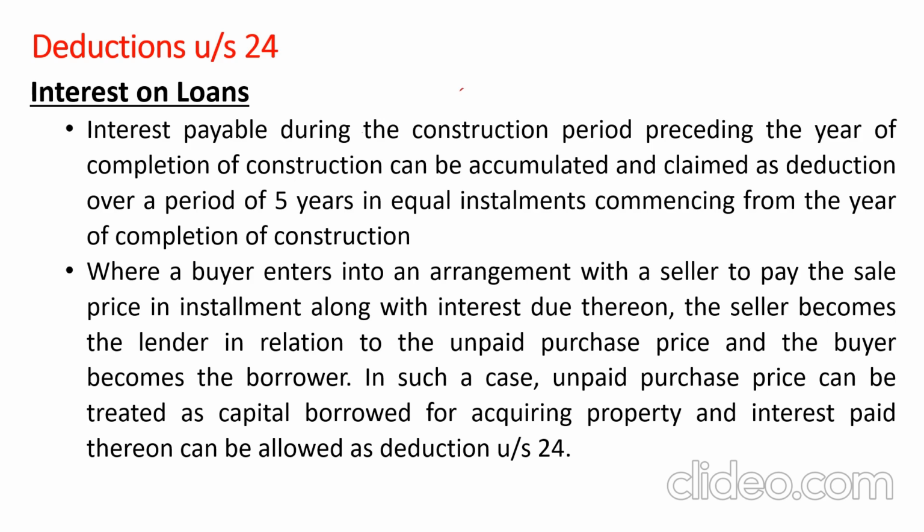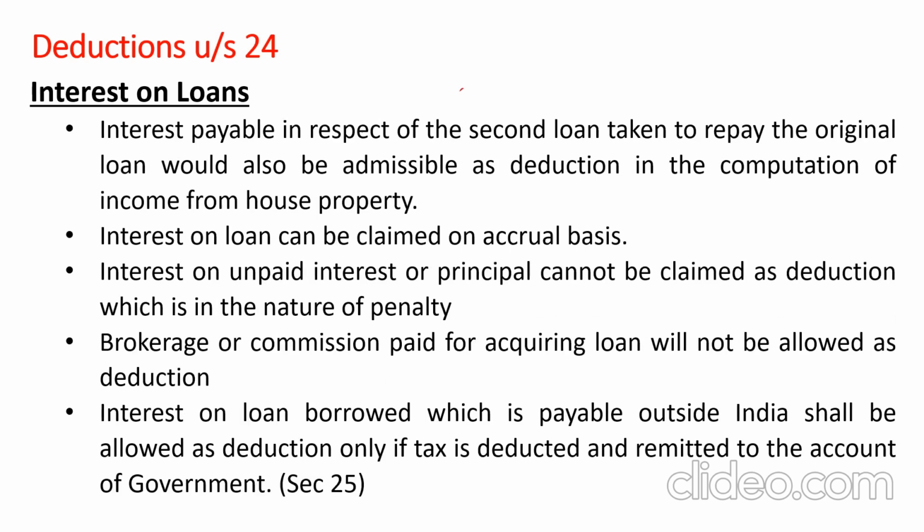Special situations where a buyer enters into an arrangement with the seller to pay the sale price in installments along with interest due thereon, the seller becomes the lender in relation to the unpaid purchase price and the buyer becomes the borrower. In such a case, unpaid purchase price can be treated as the capital borrowed for acquiring the property, and interest paid thereon can be allowed as a deduction under section 24. Interest payable in respect of the second loan taken to repay the original loan would also be admissible as a deduction in the computation of income from house property.